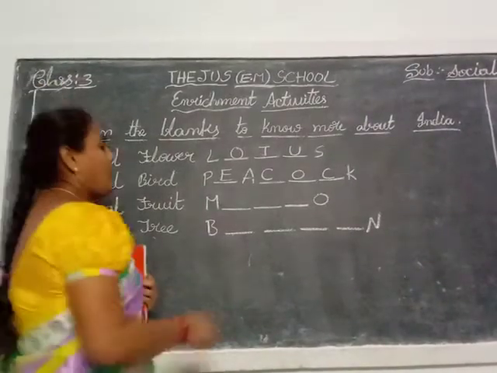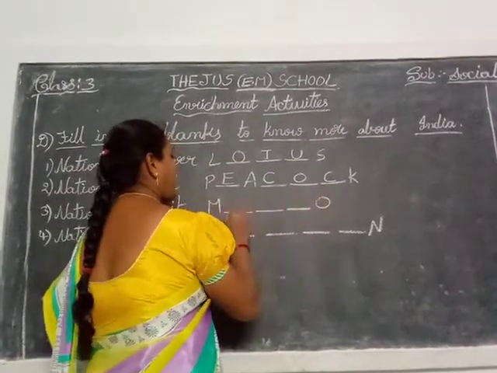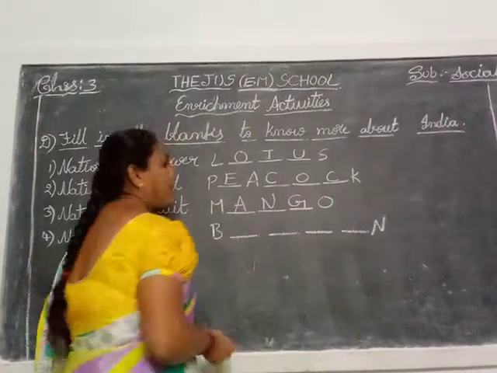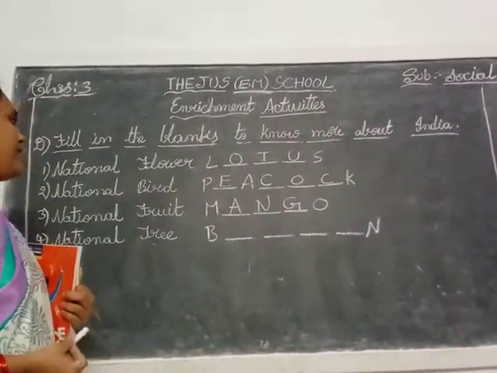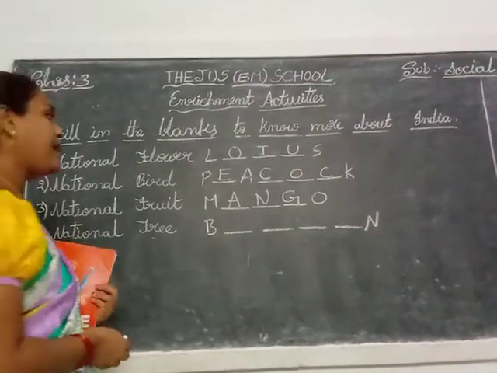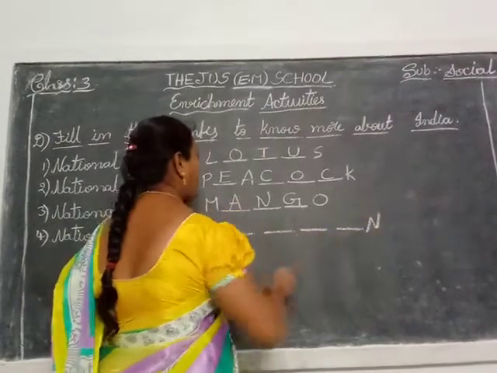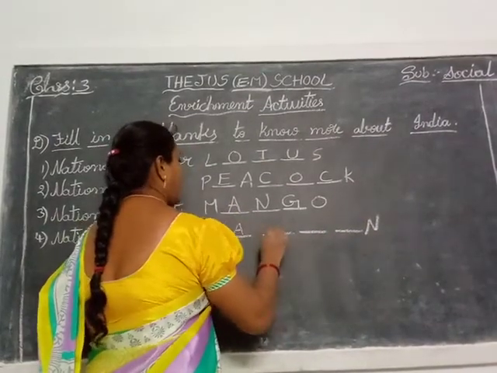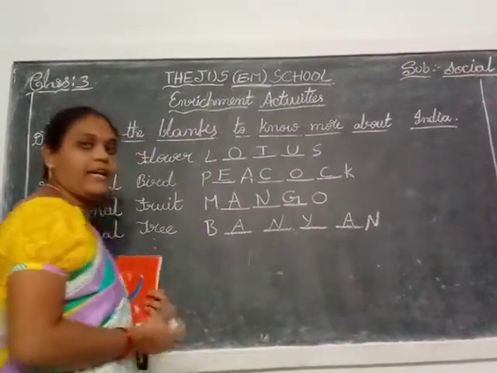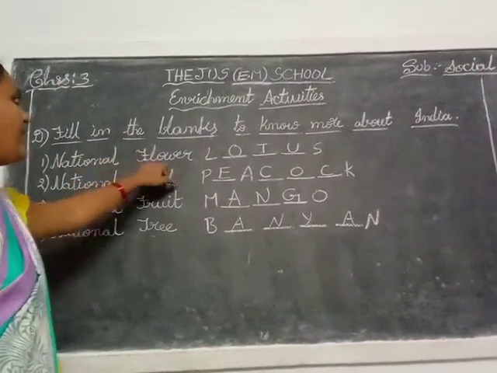Next, our national fruit. Mango. M and O are given. So, middle letters are M-A-N-G-O. Mango. Okay? Next, national tree. What is our national tree? Banyan tree. B and N are given. B-A-N-Y-A-N. Banyan tree.